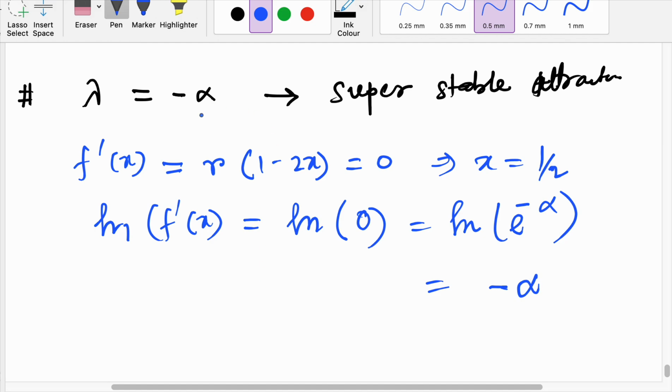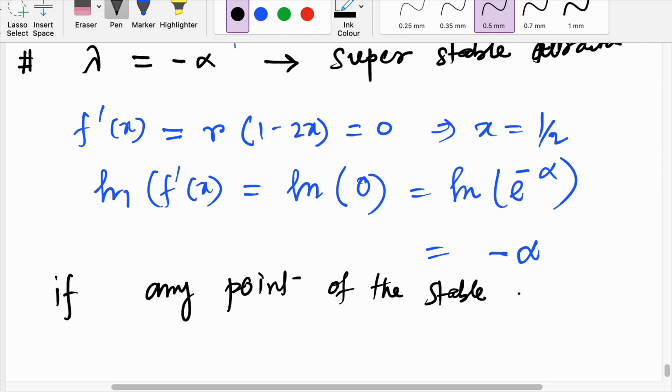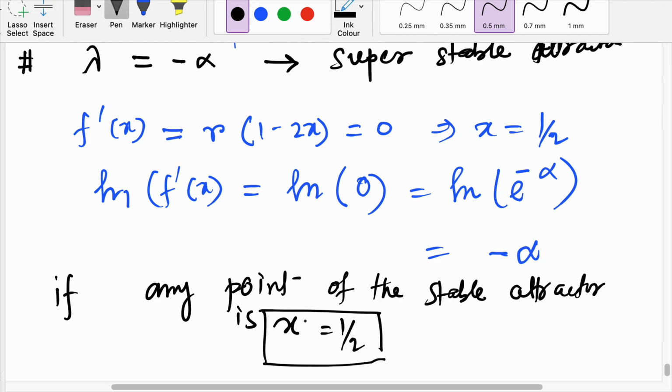So whenever any fixed point of the stable attractor becomes x equal to half, that means that attractor is super stable.